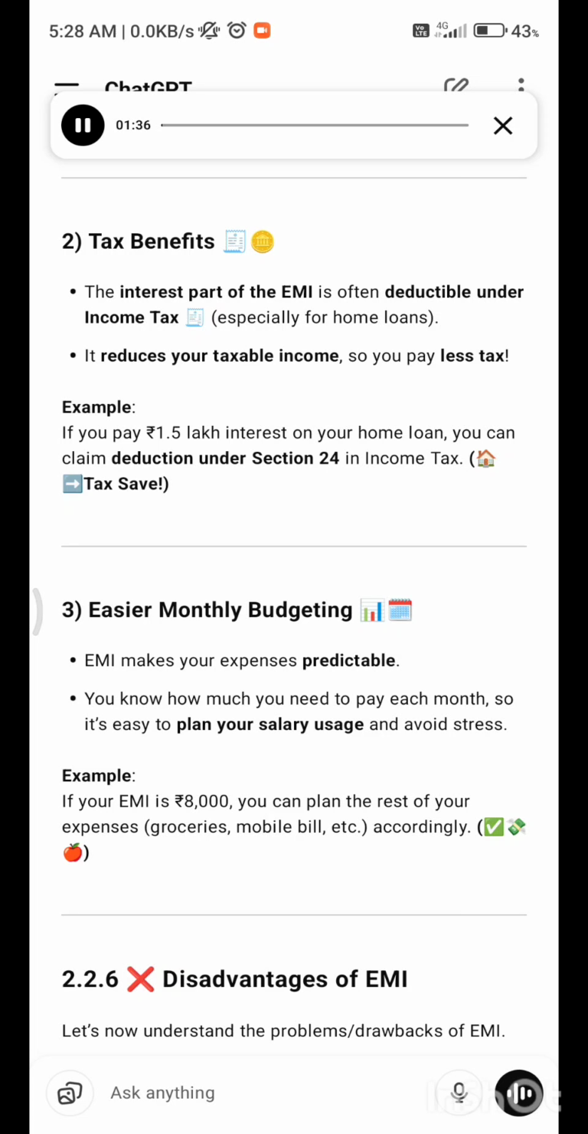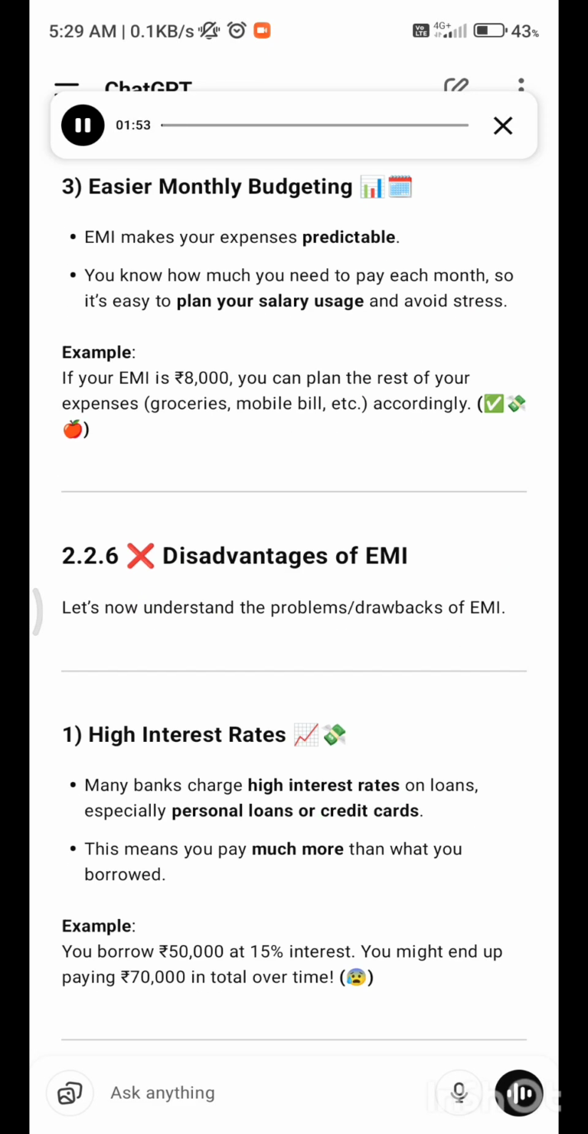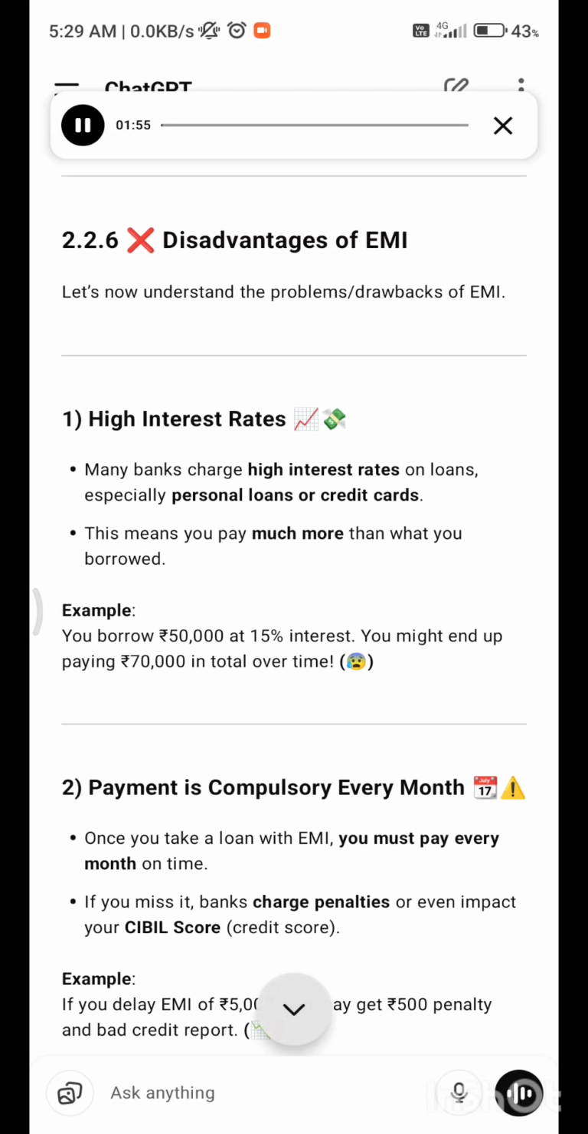3. Easier monthly budgeting. EMI makes your expenses predictable. You know how much you need to pay each month, so it's easy to plan your salary usage and avoid stress. Example: if your EMI is $8,000, you can plan the rest of your expenses, groceries, mobile bill, etc., accordingly. Those are the advantages of EMI.